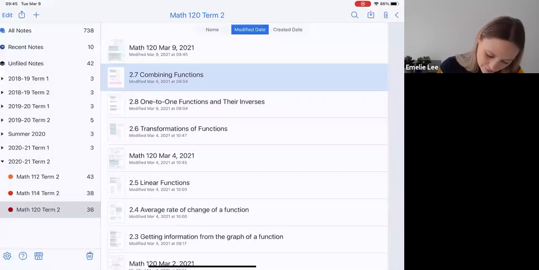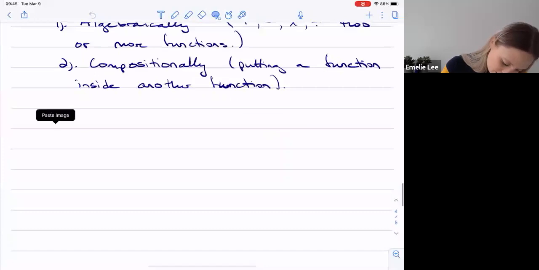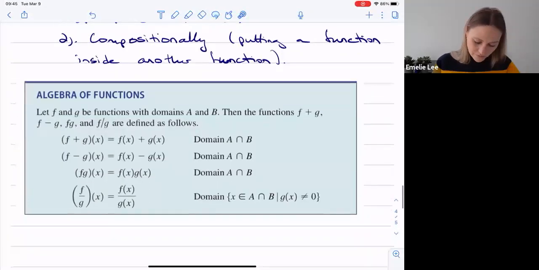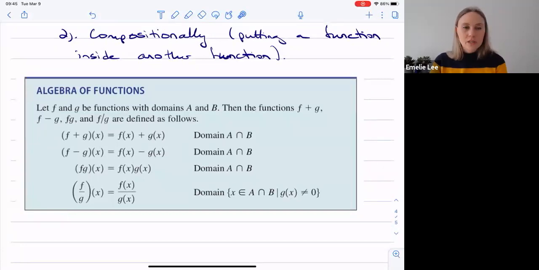So first here, let's bring in the algebra of functions. I'm letting f and g be functions with domains A and B, right? So f has a domain of A and g has a domain of B. So we need to find what A and B are, the individual domains.